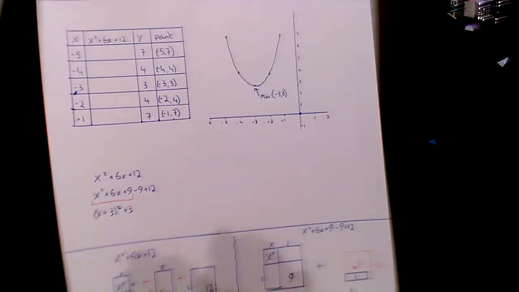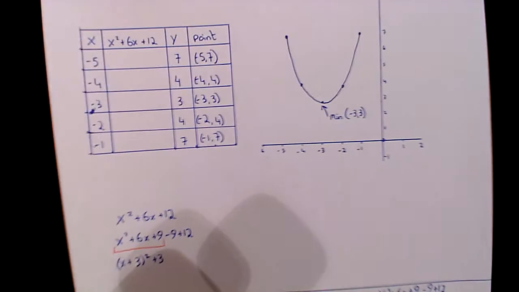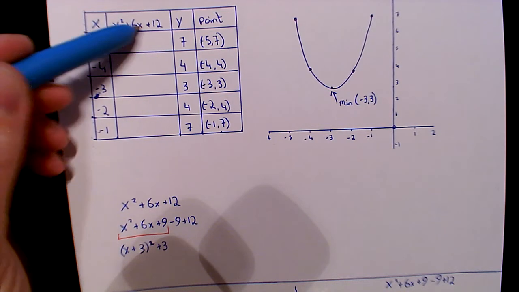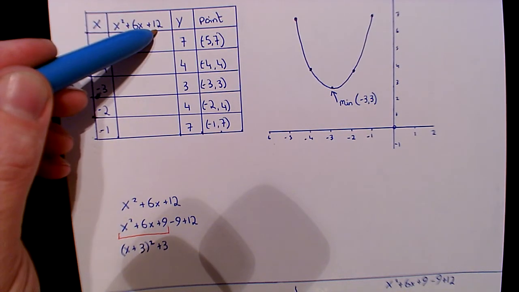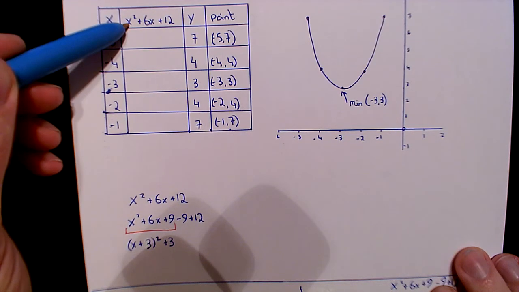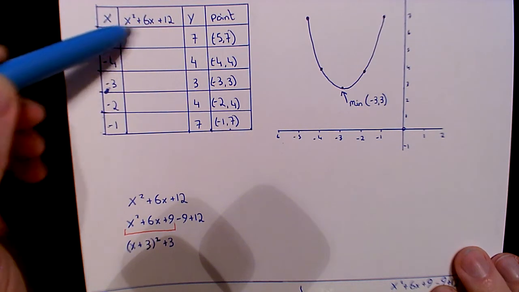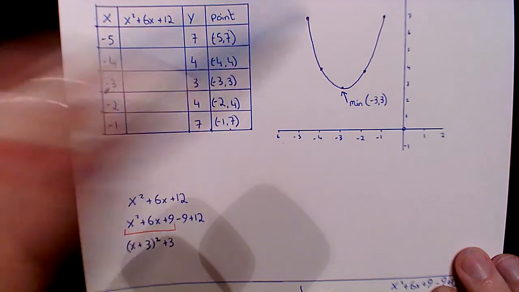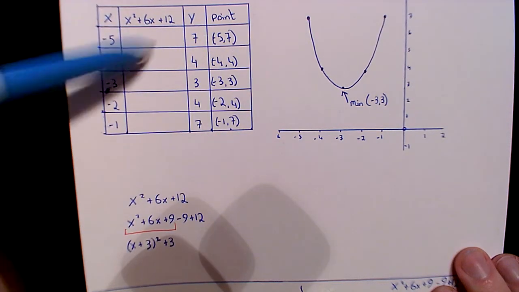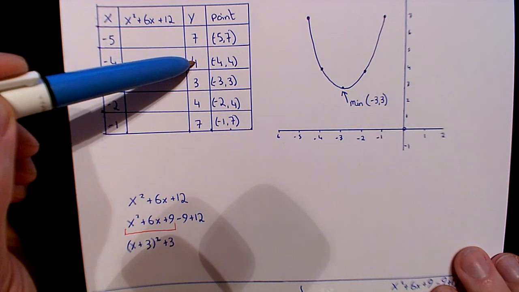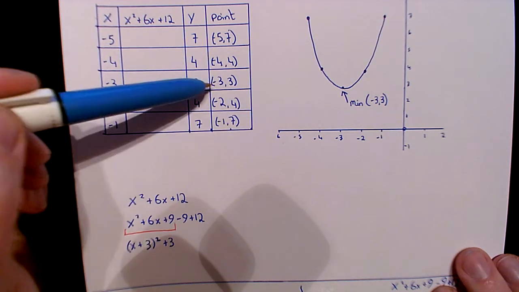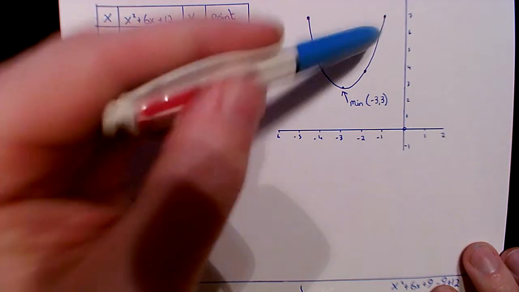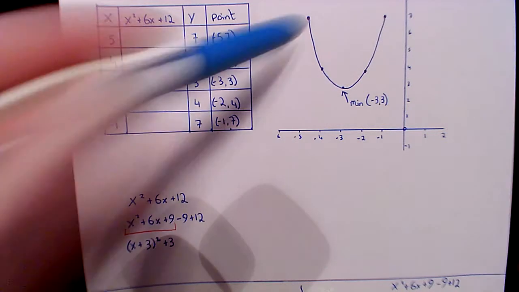So we have in this question an equation, x squared plus 6x plus 12. So I slot in minus 5 for x and work it out, it'll spit me out 7. So there's one point, minus 5, 7. There we go. I put in minus 4 for x and work it out, I get 4. So it's minus 4, 4. There's my point. And so on. Minus 3, 3, which is there. Minus 2, 4, which is there. Minus 1, 7, which is there. So there's my graph.